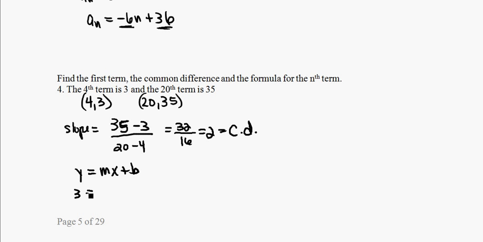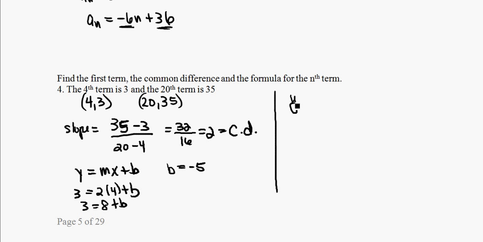So 3 is equal to 2 times 4 plus b, which is our unknown. So we get 3 equals 8 plus b. So b equals -5. So our equation of our line is 2x minus 5, where using sequence notation, we would write it as a sub n is equal to 2 times n minus 5. And let's verify that this worked.